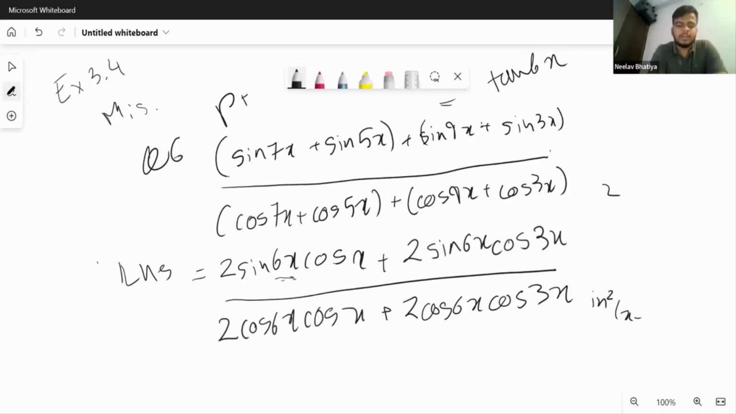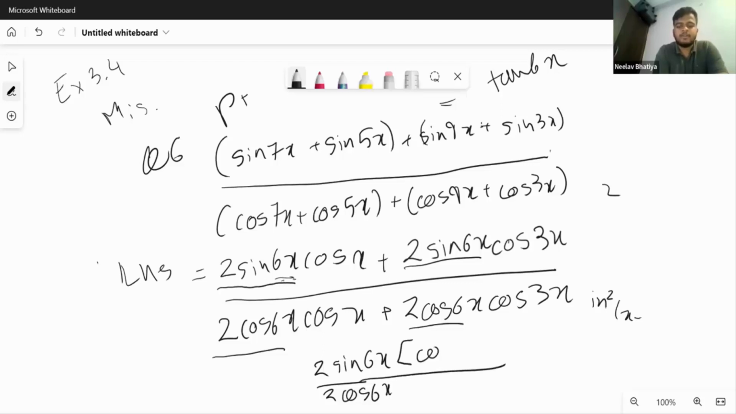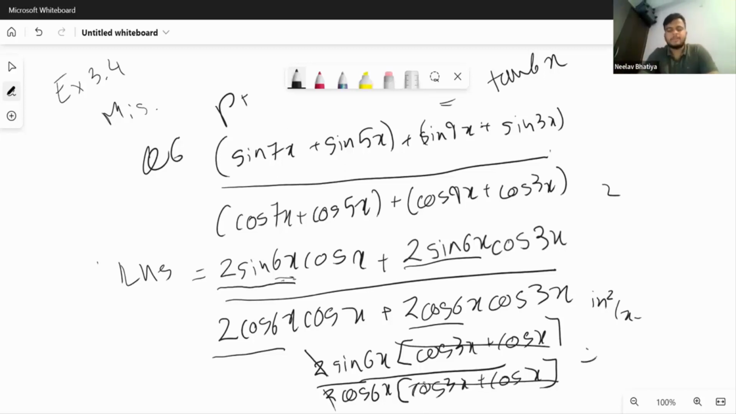From the numerator and denominator, you can take 2 times sin 6x common in the numerator, and 2 times cos 6x common in the denominator. In the numerator you're going to have cos 3x plus cos x, and the same term in the denominator. As you can observe, these two terms are common in the numerator and the denominator, so we can cancel them out. The 2 and 2 also get cancelled. Sin 6x by cos 6x is nothing but tan 6x, and that is nothing but the RHS term. So the question is proved, correct?